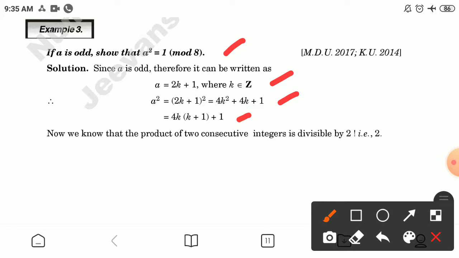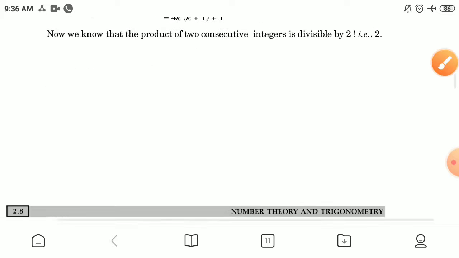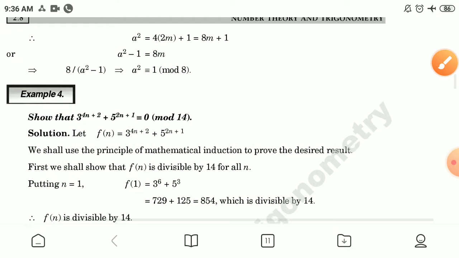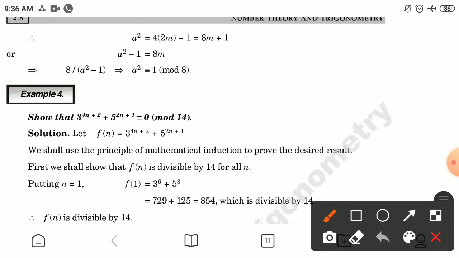Now we know that the product of two consecutive integers is divisible by 2 factorial, that is 2. Therefore a square becomes 8m plus 1, or a square minus 1 is equal to 8m. This implies 8 divides a square minus 1. This implies a square is congruent to 1 mod 8.